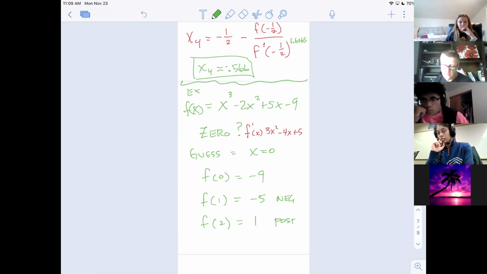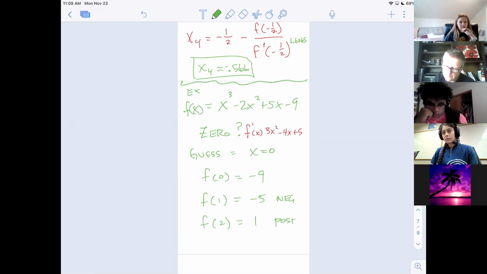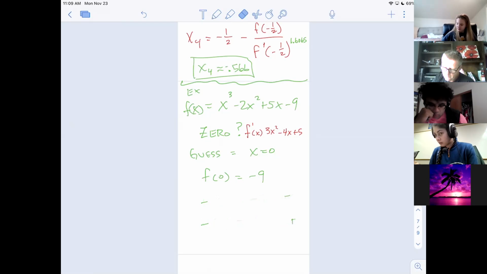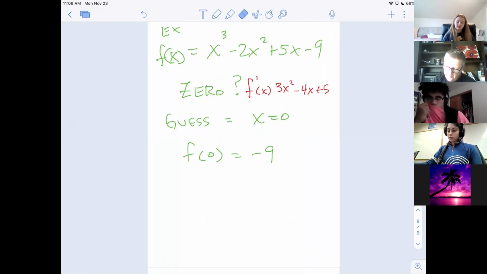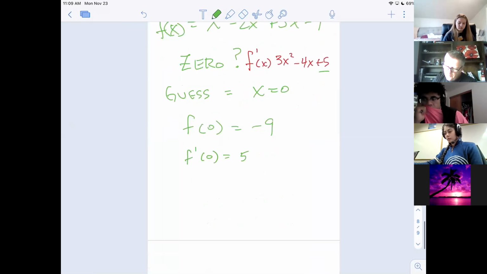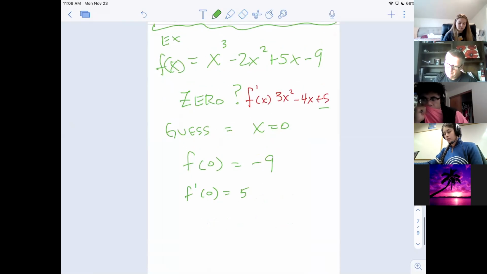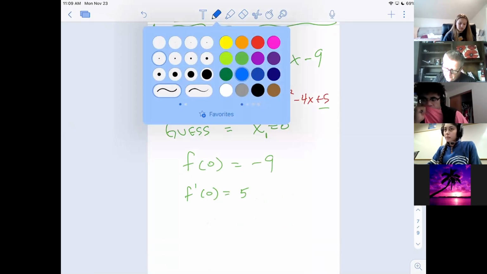So 0 is a terrible guess. Armed with this information, I'd be starting with 2. Do you see what I'm saying? But let's just start with a terrible guess just to watch it work. So I also need f prime of 0, which is, of course, 5. And so now I have everything I need. So that's my x1 guess, 0. Now let's go get the x2 guess.